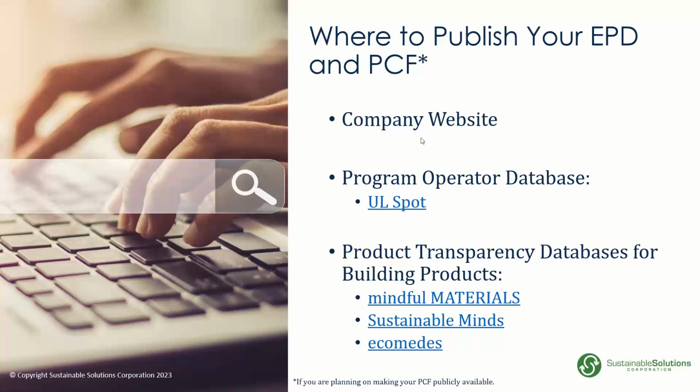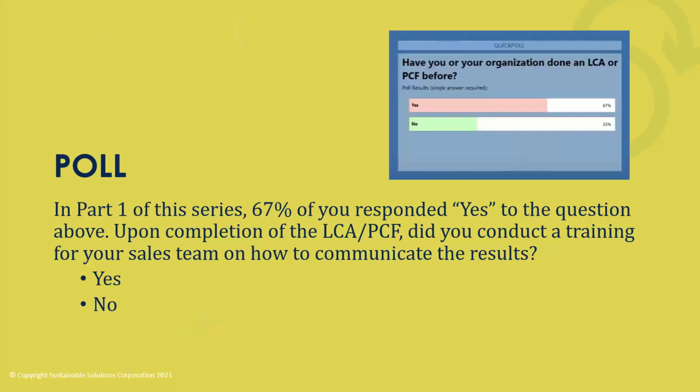We're seeing the majority of companies are posting their information about their EPDs or LCAs or PCFs on their website. There's also program operator databases like UL Spot. We know there's other product transparency databases like Mindful Materials, which is really growing in popularity, Sustainable Minds, Ecomedes. These are all typically for building products, but there are different places you can get your EPDs published. And typically some of the program operators might have a database of the EPDs that they verified.